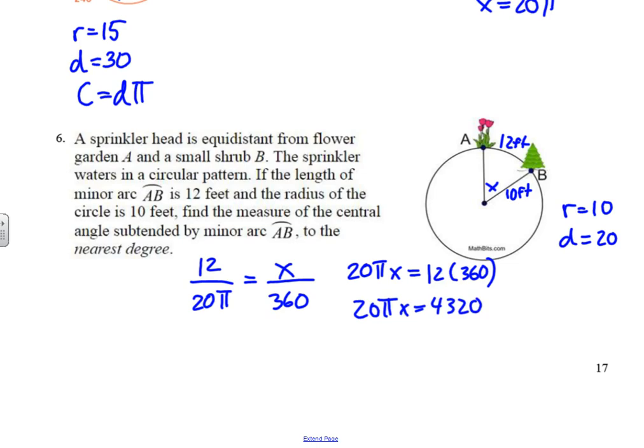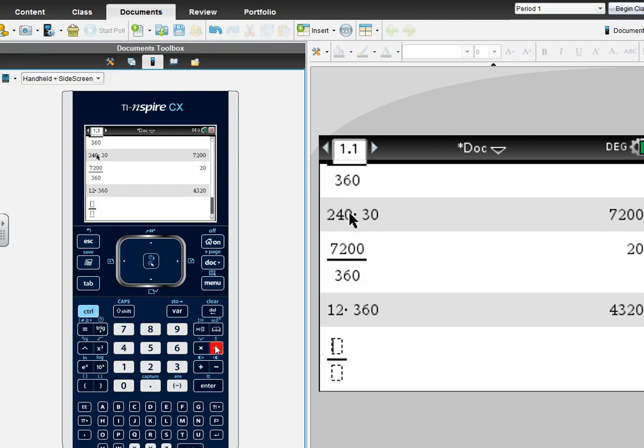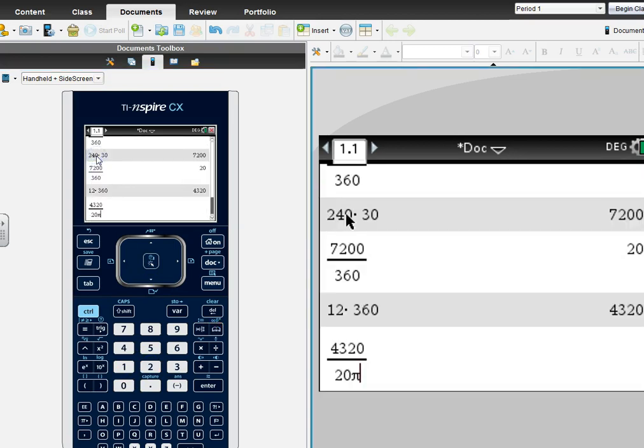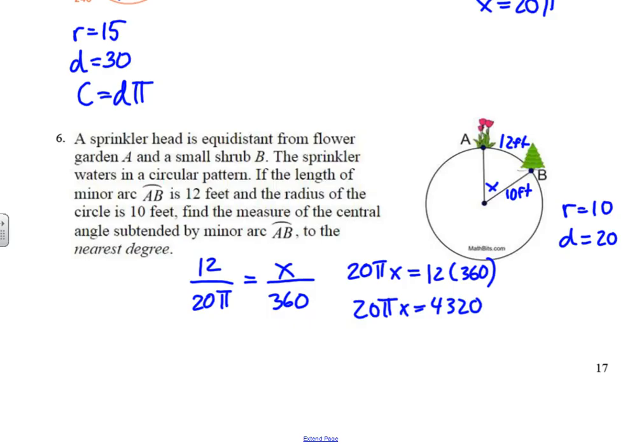Then we're going to divide 4,320 by 20 pi. So put the fraction template in, and we'll divide by 20 pi, and that's 68.8, which to the nearest degree would be approximately 69 degrees. Okay, so the sprinkler head has an angle of 69 degrees that it's moving.